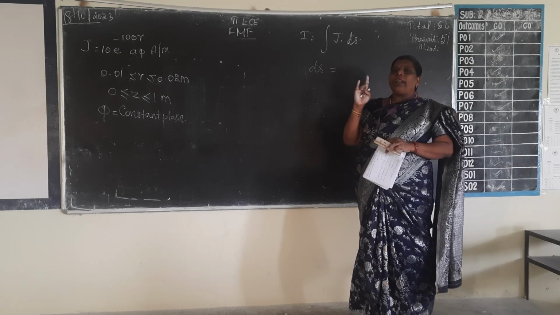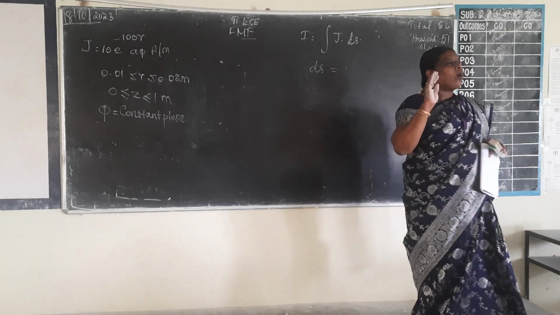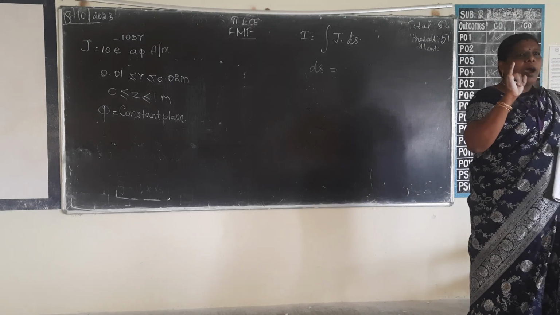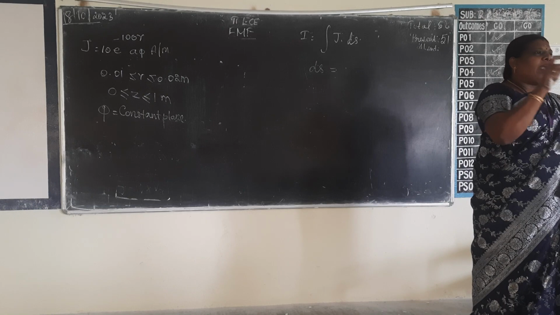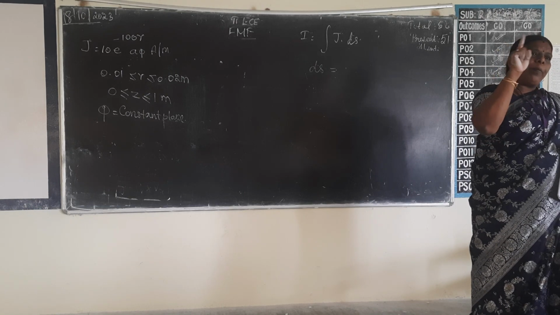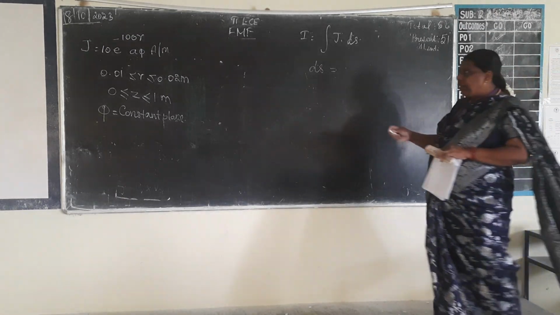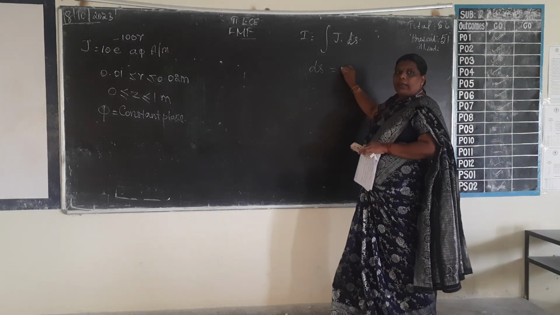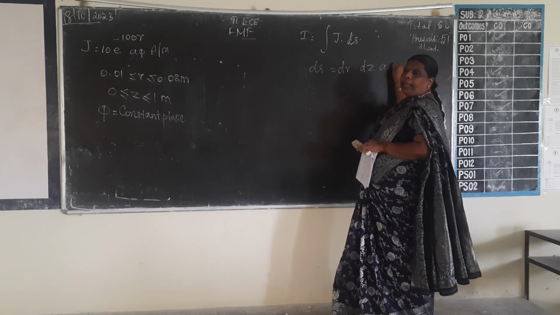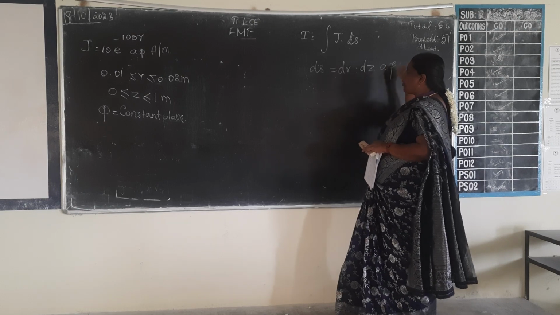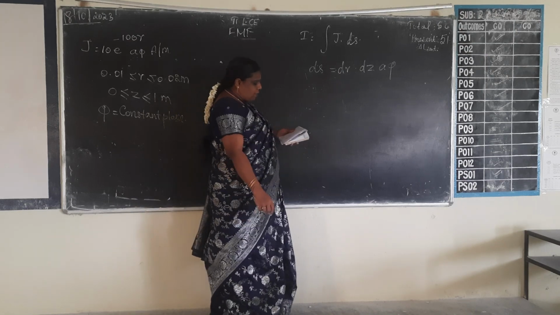What will be the unit vector? Cylindrical coordinate system, but think and answer this. What is the cylindrical coordinate system? r, phi and z, right? When r and z are varying, what will be the perpendicular or the normal vector to r and z? Is it phi? So how can I write this? ds can be written as dr dz a phi.